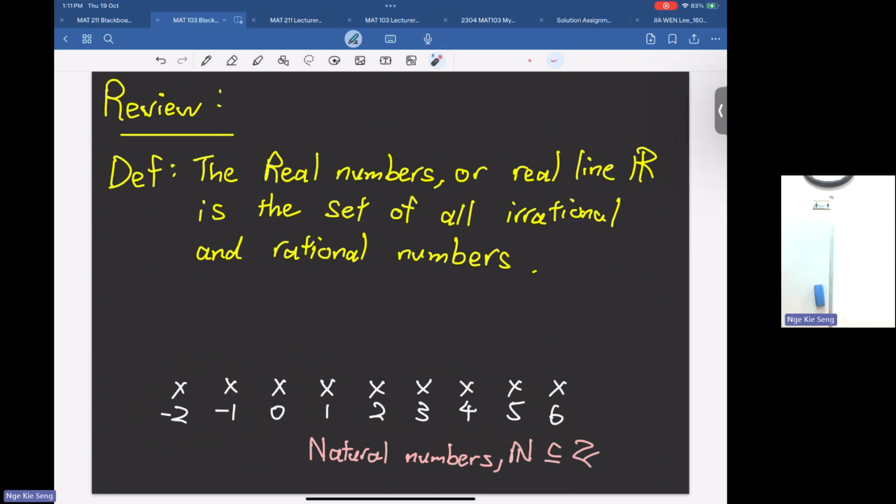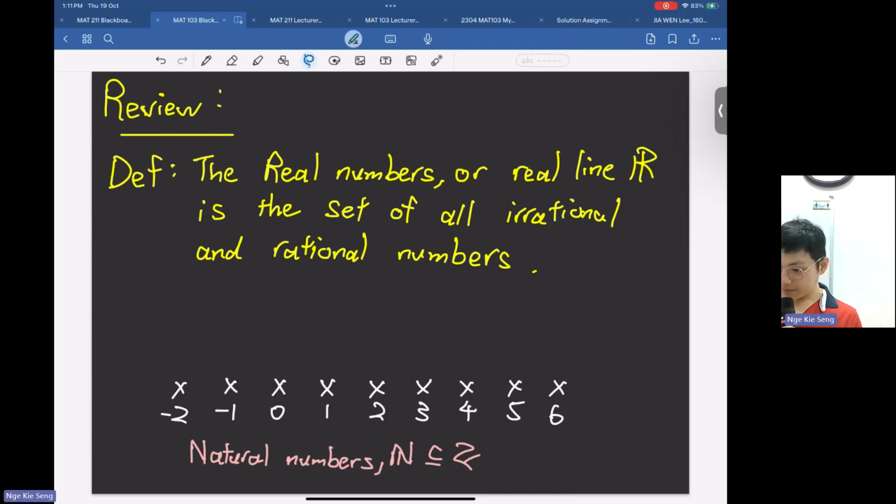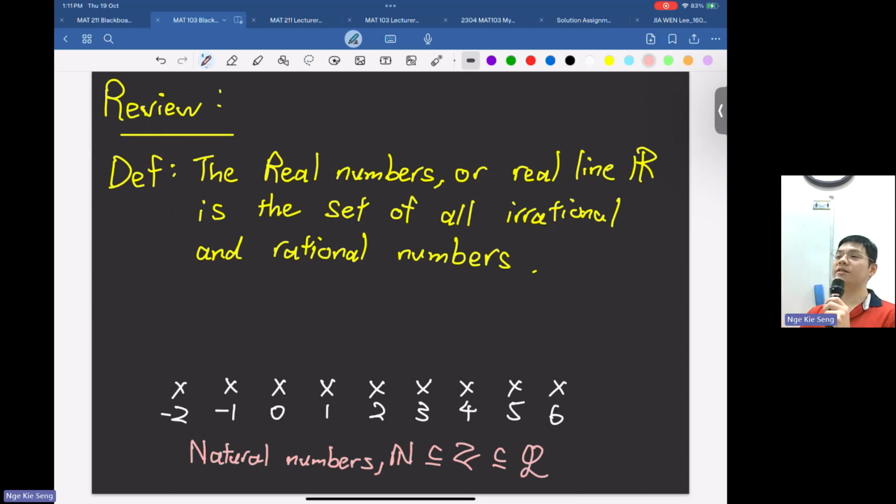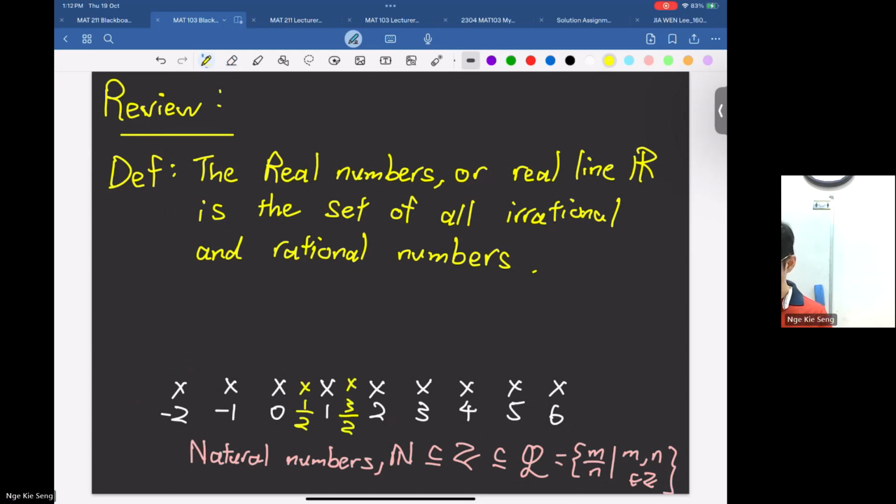It's like you owe people money. You have -2 money. When people do business, this minus will come out. And then what's next? Rational numbers. What are the rational numbers? These are all the numbers that can be written as a fraction, m over n, such that n is an integer. For example, a half, then 3 over 2, then maybe 5 over 2, 2.5.